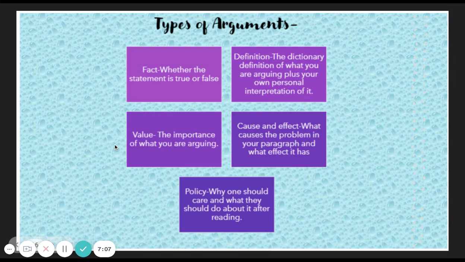Value is when the writer argues the importance of what you are arguing. Like, this is so important. This is like global warming. Cause and effect is what causes the problem in the paragraph and what effect it has. And then the very last one is policy. Why one should care and what they should do about it after reading. This type of paragraph really makes people want to take action.